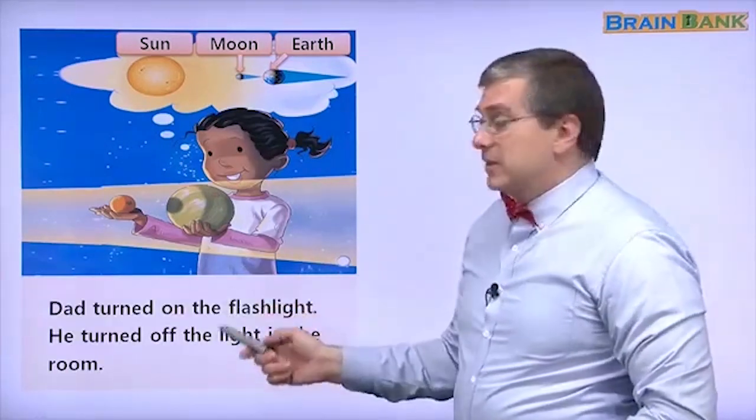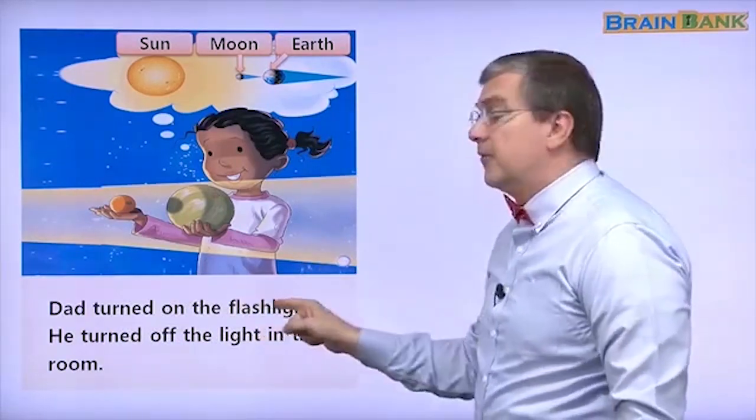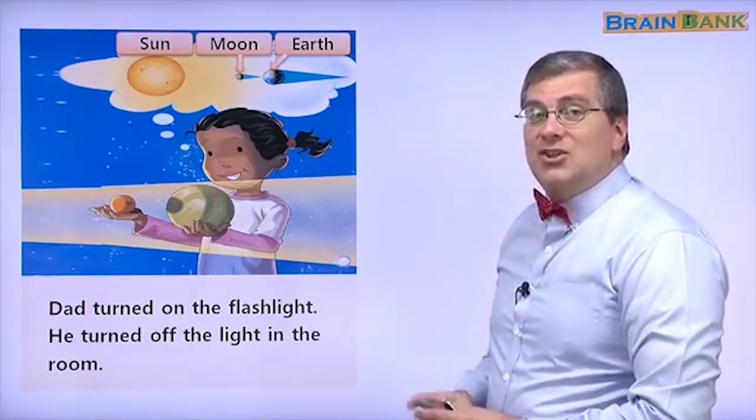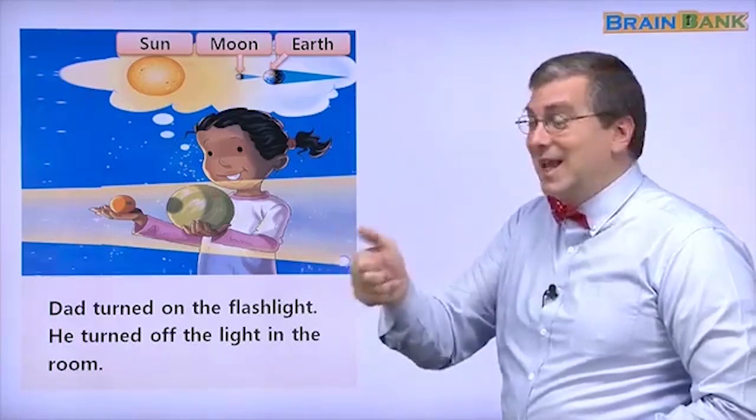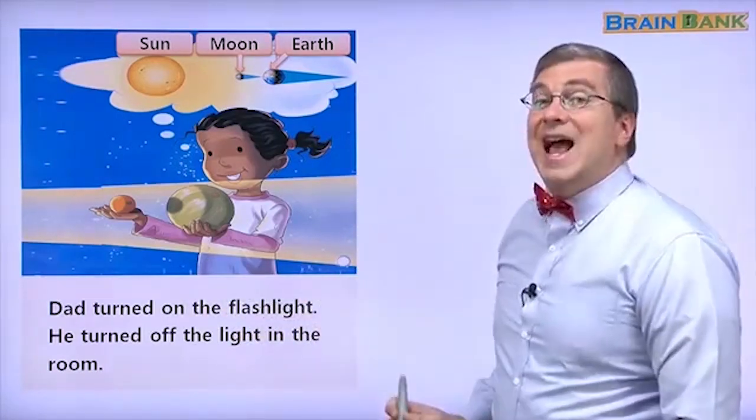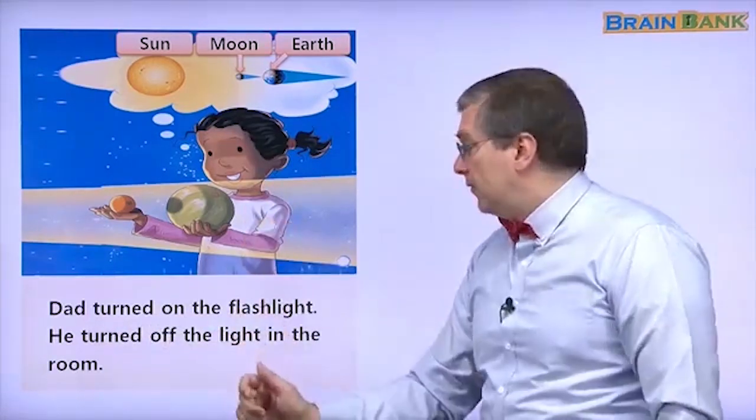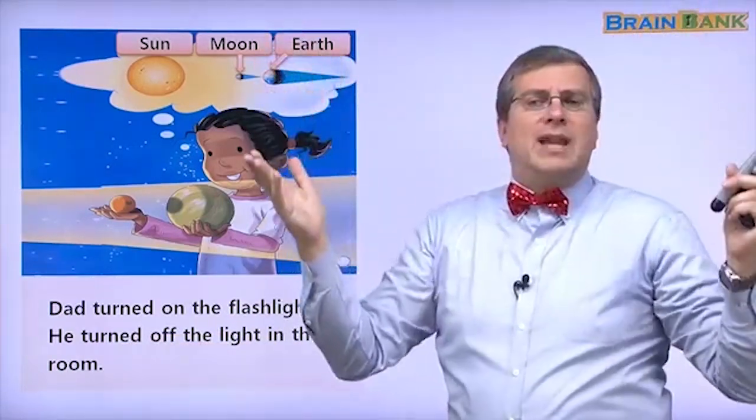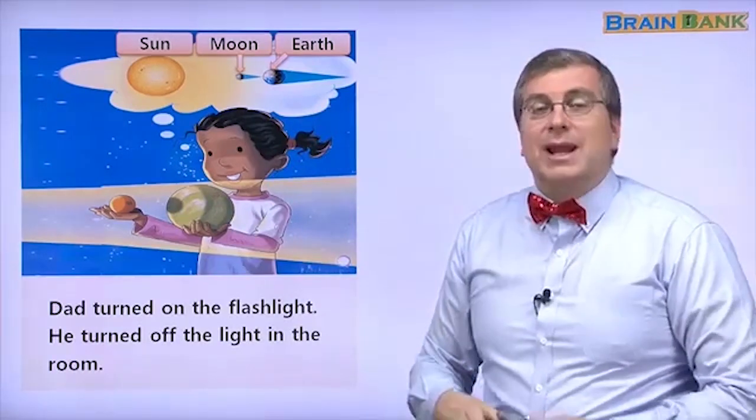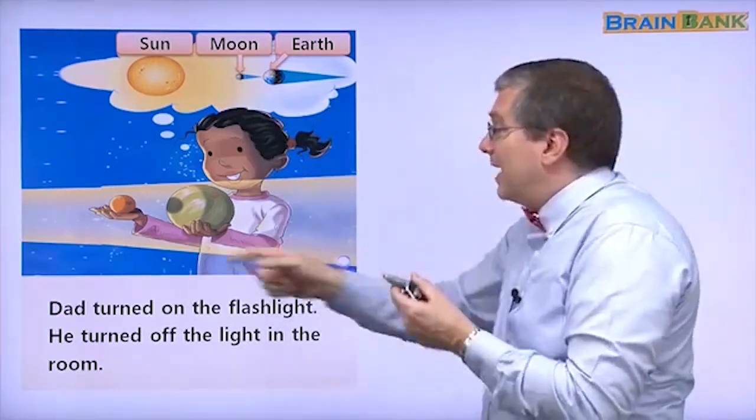What do we do next? Dad turned on the flashlight. Remember, the flashlight is 손전등, 손 hand, 전등 light, right? Turned on the flashlight. He turned off the light in the room. The light in the room. What is that? Turn off. It's dark. Turn on the flashlight.